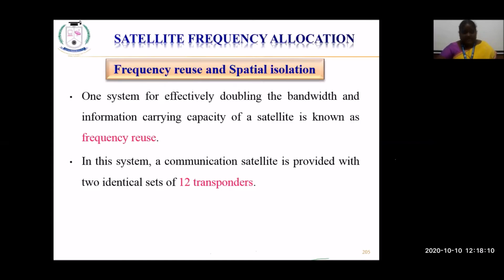Okay, so two identical sets of 12 transponders will have 24 channels. So that we can accommodate 24 channels with 12 transponders itself. These transponders will have two different antennas for the same frequencies. Okay.